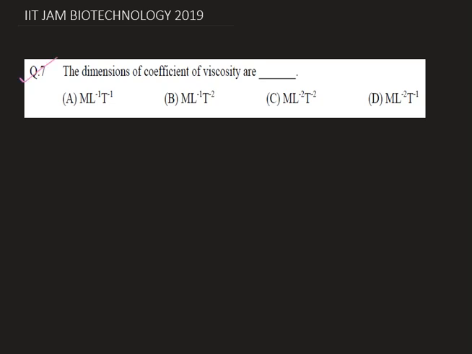So this is question number 7 from section A, and this is an MCQ type question. Therefore, among these 4 given options, only one option is the correct one. Here we need to find the dimensions of coefficient of viscosity. So let's start the solution of this problem.